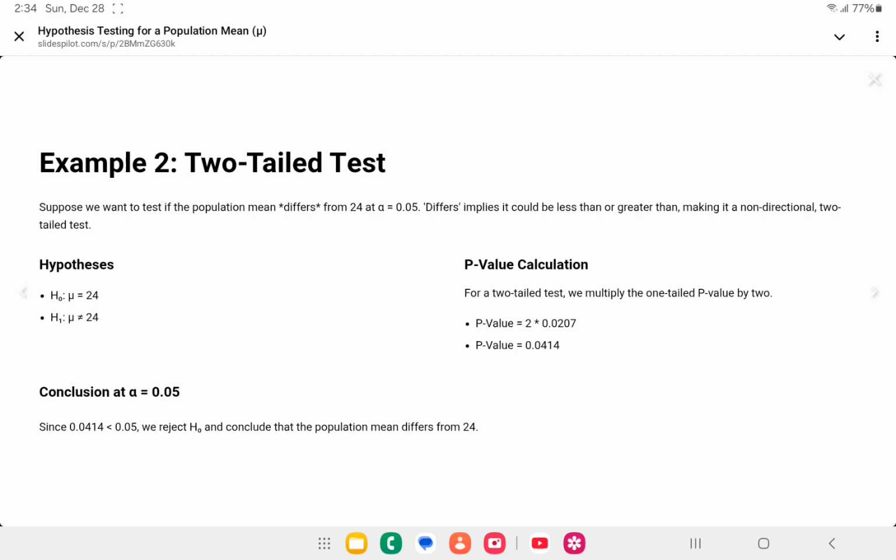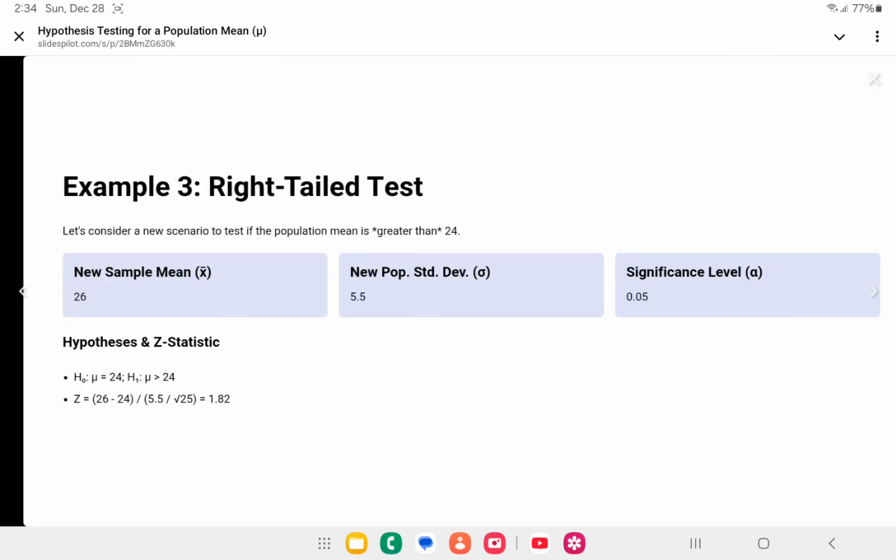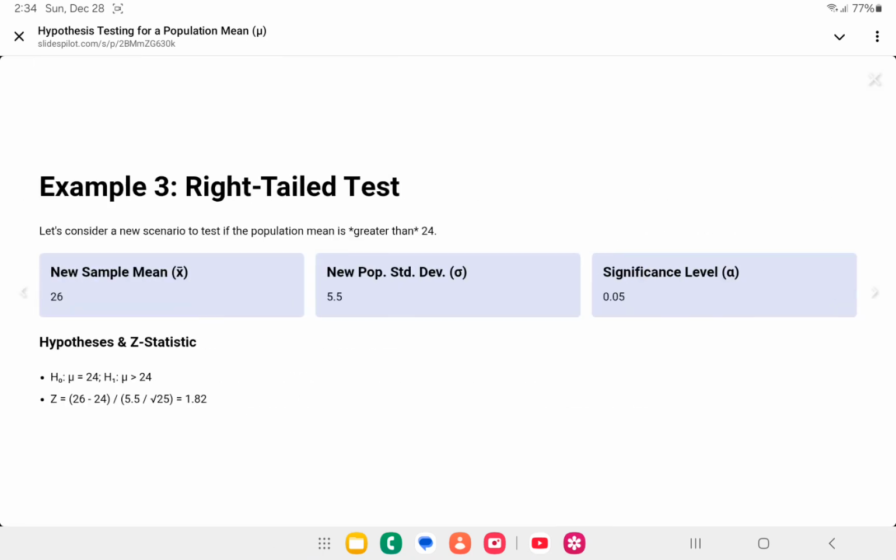But if we test this at alpha equals 0.01, the p-value will be greater than alpha. We will fail to reject the null hypothesis and therefore cannot support the alternative. Next, let's look at a right-tailed test. We now have a sample mean of 26, a population standard deviation of 5.5, and we're testing at alpha equals 0.05 whether the population mean is greater than 24.